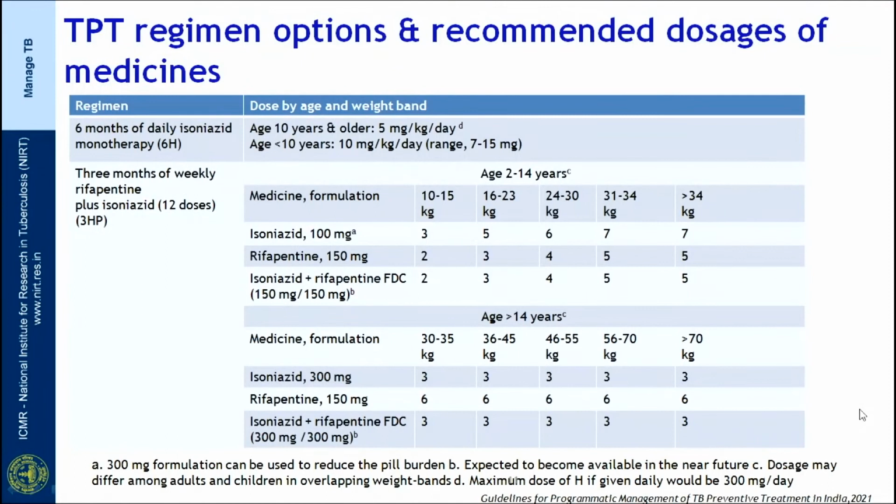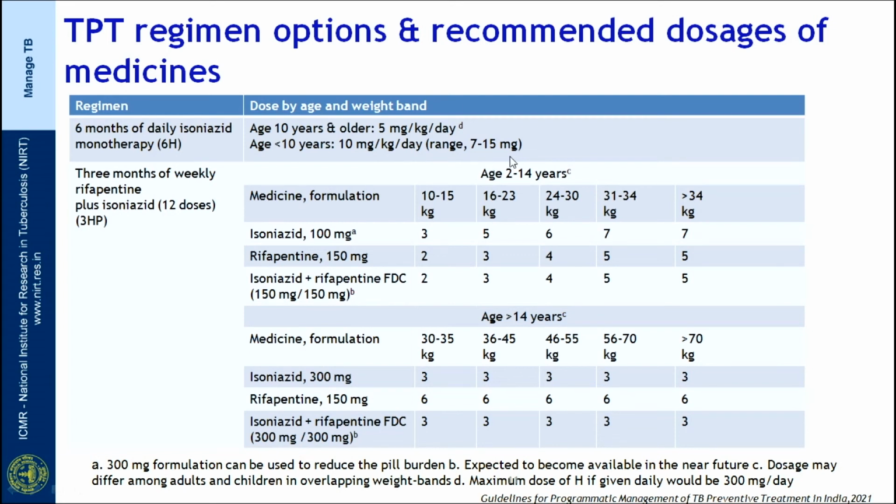Now, regarding the dosages, here again we have to take age as well as body weight into consideration when determining the dosage. For the 6H regimen, that is 6 months of daily isoniazid, if the age is 10 years or older, then 5 milligrams per kg body weight can be given. If age is less than 10 years, then 10 milligrams per kg body weight can be given. So, the range is 7 to 15 milligrams.